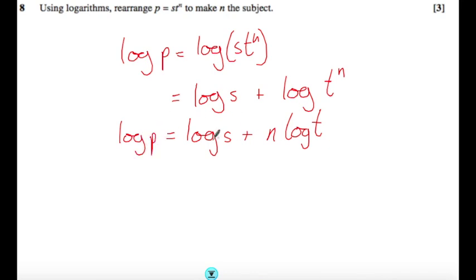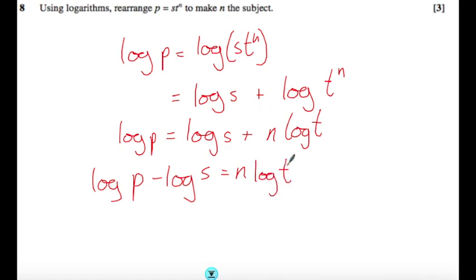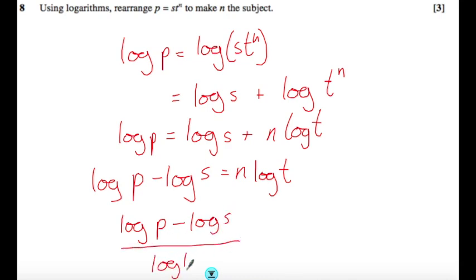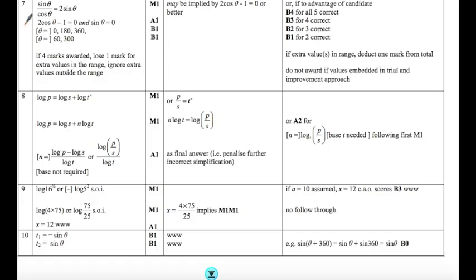And then I think we can just move stuff around and make n the subject. So if we take away log s, and then divide by log t. So we'll have log p minus log s, which I guess you could write as log p over s if you wanted, over log t. So something like that. Yep, so either of these are fine.